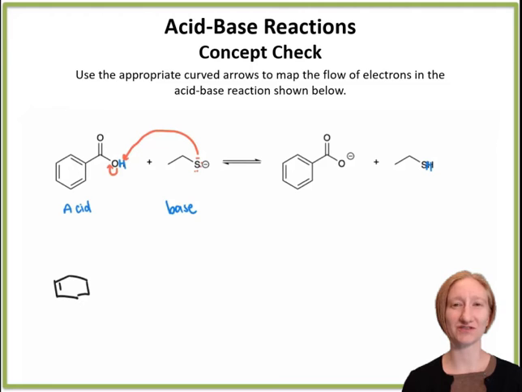So if we want to make sure that there's no confusion, we can always redraw the acid with the OH bond drawn out. That makes it much easier to be sure that the second arrow begins at the bond and not at any of the atoms.